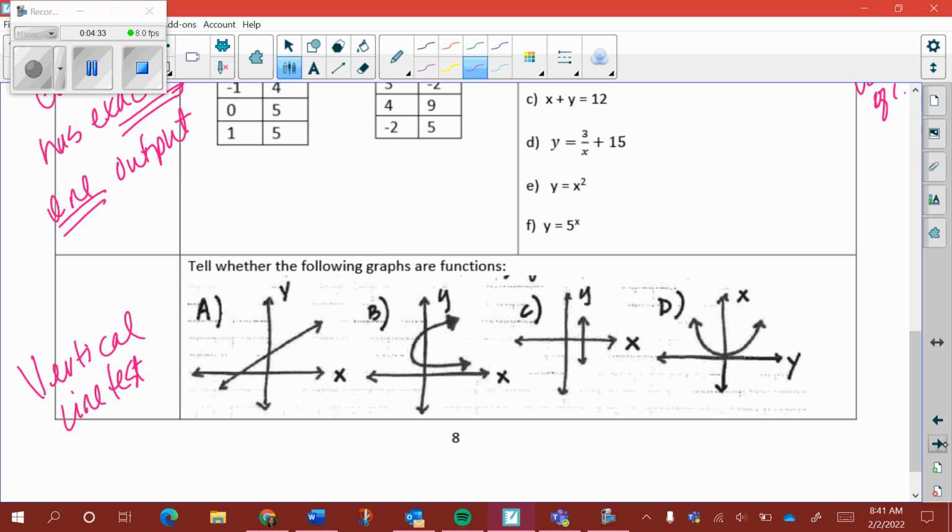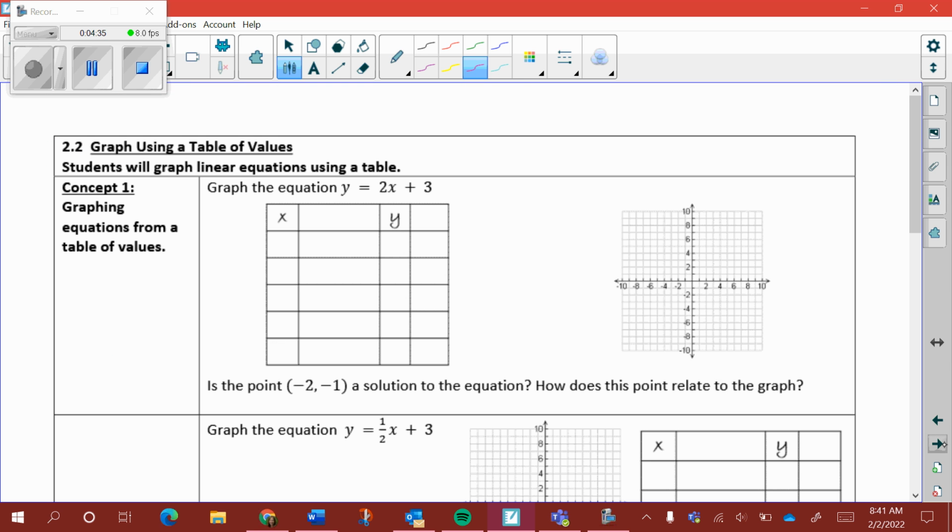All right, so now we're into today. Today we're going to graph using tables of values. So when I graph using table of values, I want to pick numbers that will fit on my grid, preferably. So we're going to start in, here's my function. So I'm going to write this as 2x plus 3. You should remember this from pre-algebra. And I'm going to pick numbers.